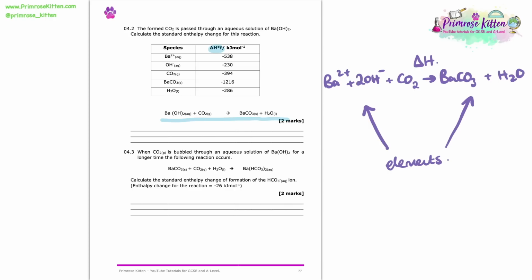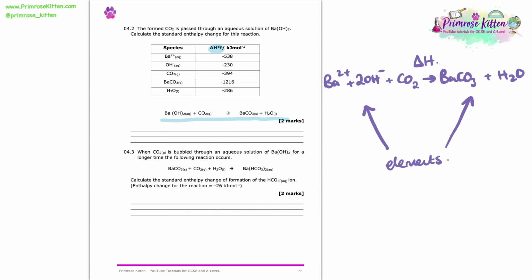So looking at this question, you can see that we're looking for the standard enthalpy change for this reaction. So we need to find what delta H is. So let's have a look through the data then and fill in what we can on our Hess cycle.